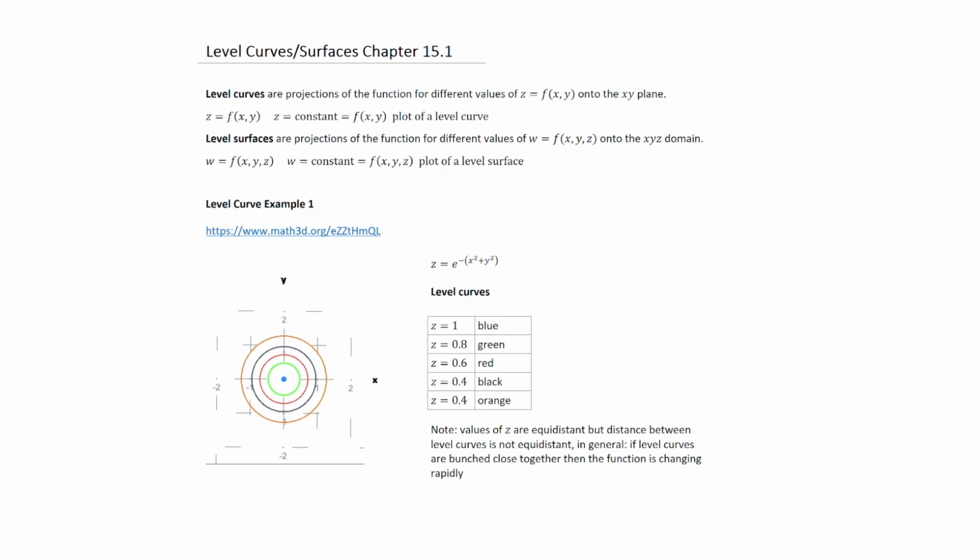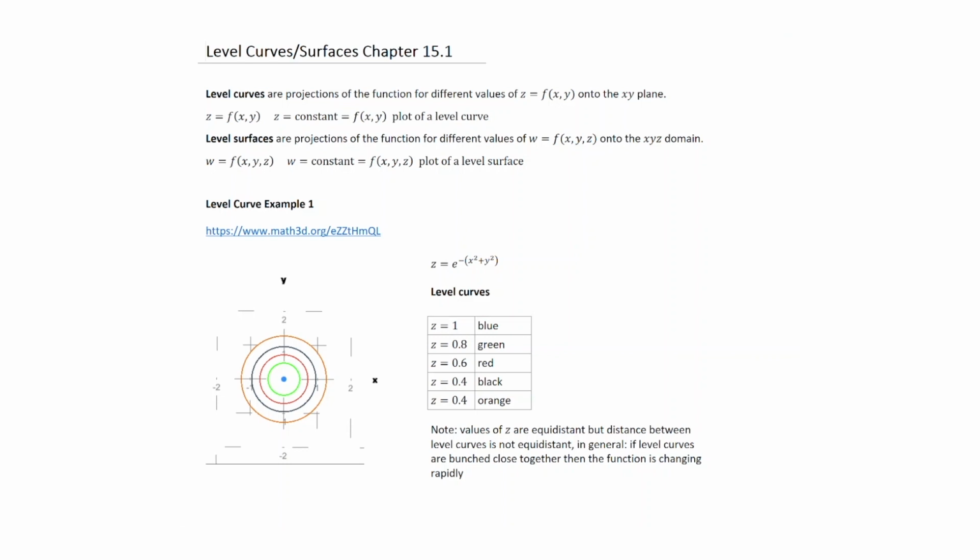Level surfaces are the projections of this function for different values of w equals a function of x, y, z, in this case three variables, onto the x, y, z domain. So in this case, w is held constant. If w is held constant, then you basically have f(x, y, z) equal to a constant value. But that's nothing more than the equation of a surface, okay, and you can put that in implicit form if you wish. So you choose a different value of w, you're choosing a different surface. So you're plotting a series of constant surfaces in 3D.